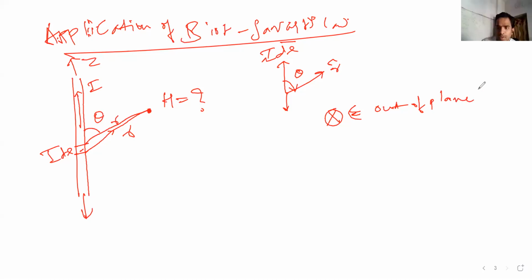Similarly, if I take a point somewhere here and connect this R here, this is R cap, and I wish to find the direction of H here. What will be the direction of H here? dl bar is in this direction and R cap is in this direction, and I'm going towards this theta.